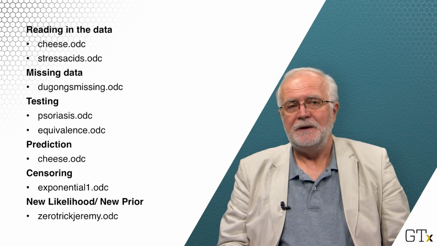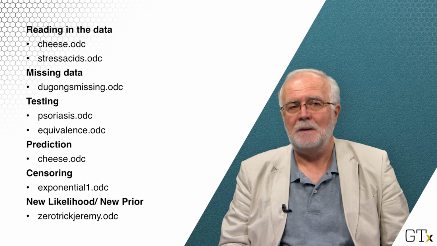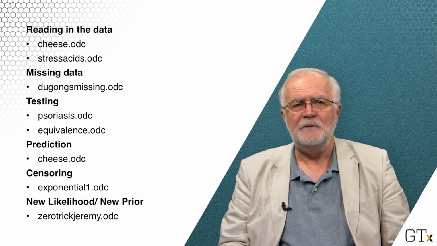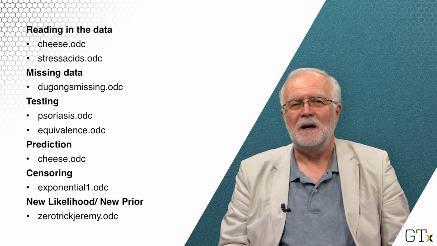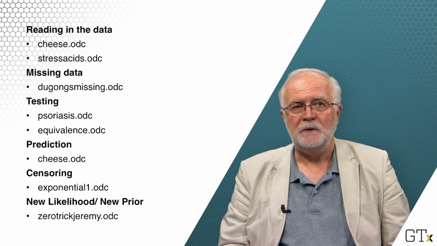Talking about censoring and how to deal with censored data by looking at the example exponential 1.Odyssey. And finally, we are going to see how to set likelihood and prior, which are not built in Vimbugs. So let's go to the examples.